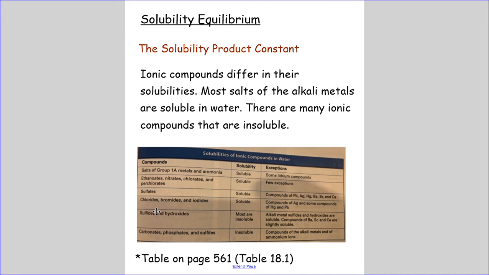And then you can read through the list where we have chlorides, bromides and iodides, where compounds of silver and some compounds of mercury and lead make them insoluble, with the idea that they'd form a precipitate. You don't have to memorize the chart, you'll have that for later, but understanding how it works is a good starting point for this.